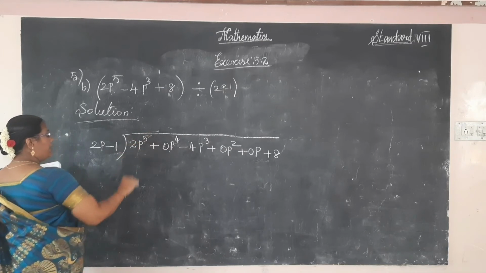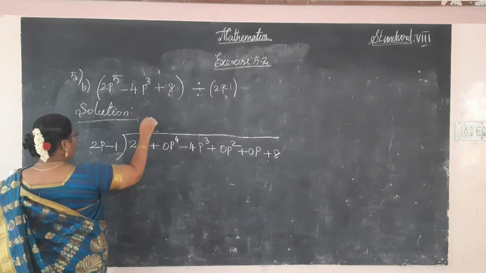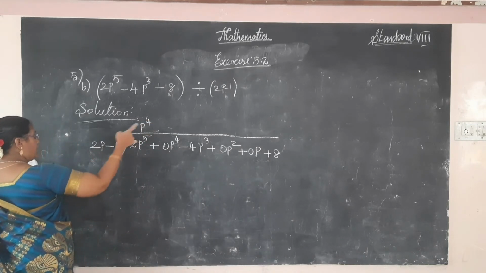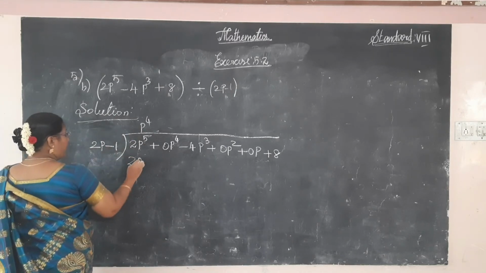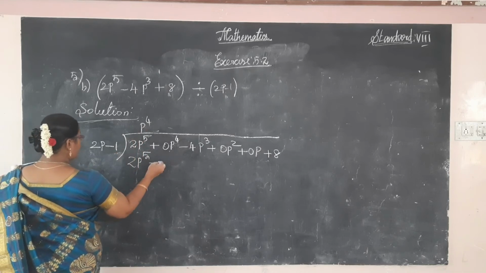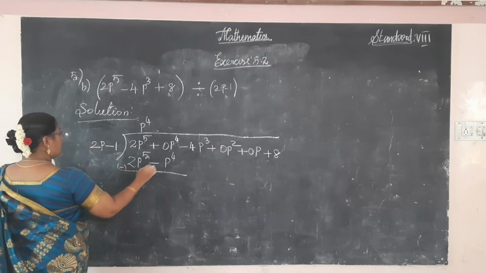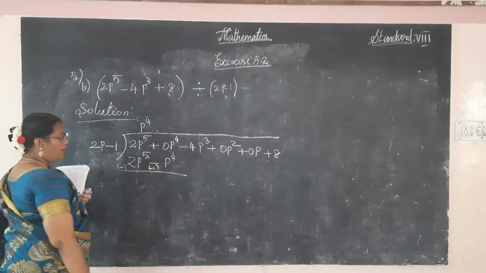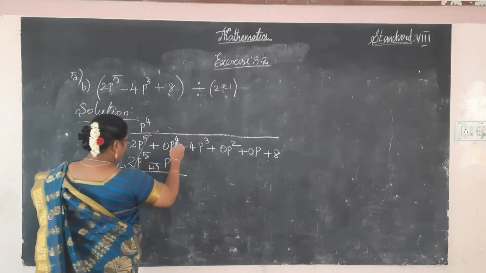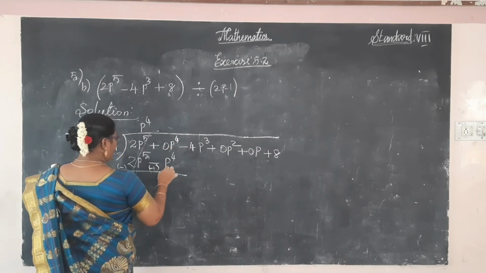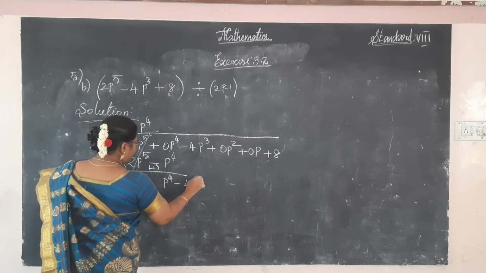What we do, divide the first term of the dividend by the first term of the divisor. What we get? p power 4. Multiply the quotient by each term of the divisor. What we get? 2p power 5; multiply the next term, plus into minus, minus p power 4. So change the sign. What is the meaning of change the sign? Write the additive inverse. Okay, this term will be cancelled, and here 0p power 4 plus p power 4. We get p power 4, then bring down the next term.